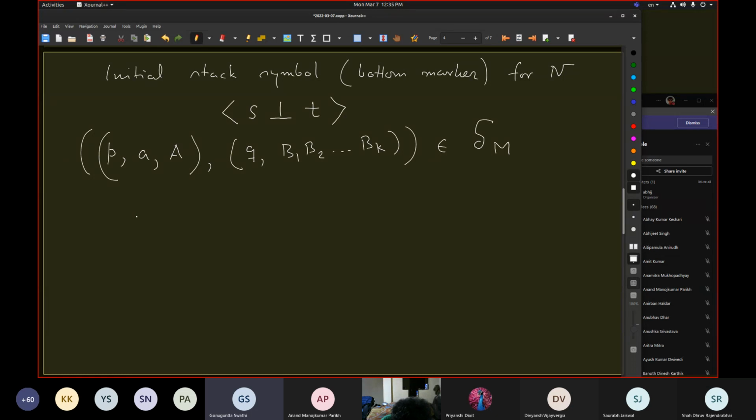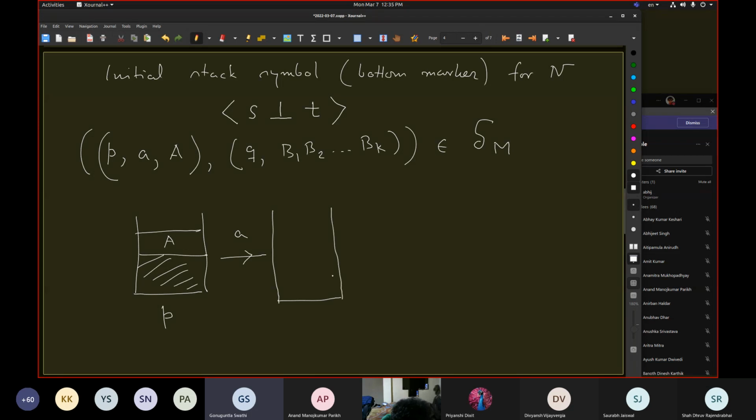So this means that something is sitting there I am not worried about. Machine M is in state P, it's reading A from the input. A may be epsilon also, it may be an epsilon transition. And it keeps these parts exactly the same. Replace this by k symbols, B1, B2, through Bk.